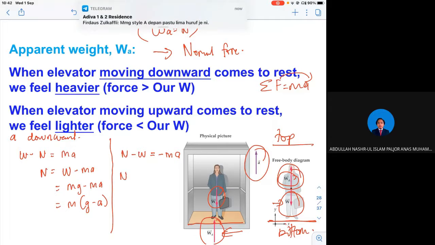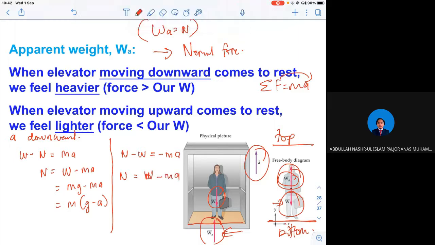So N is equivalent to W minus ma, because I brought this here, and N will equal mg minus ma, and N will be equivalent to g minus a. Now you can see it's all similar, because we don't want any confusion.